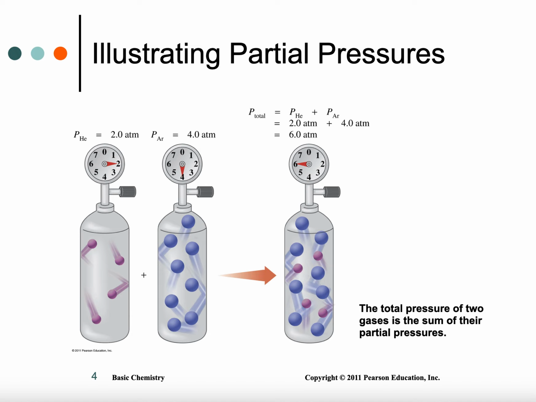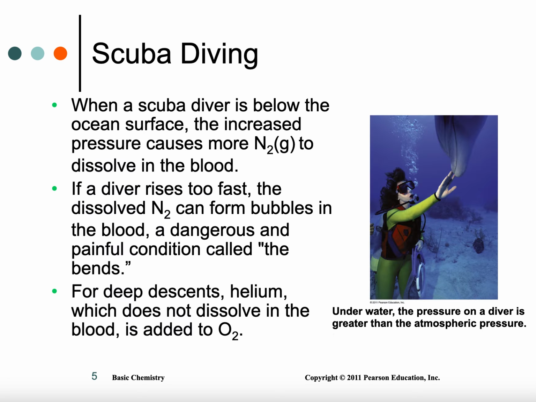So if you had a tank with 2 atmospheres of helium gas and 4 atmospheres of argon gas, and you mix them together, then the 2 would still exert the 2, and the 4 would still exert the 4, and they add up to give you a pressure of 6. That's what you would have, okay? Nice and easy.